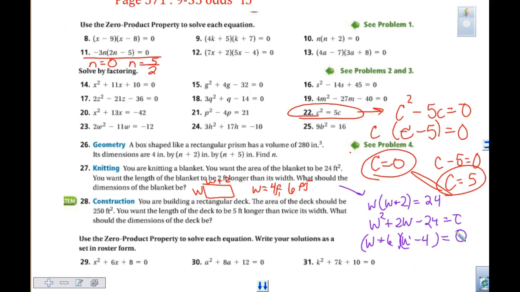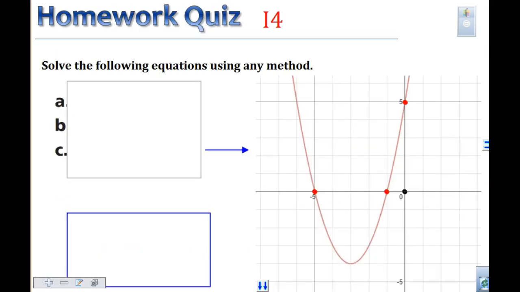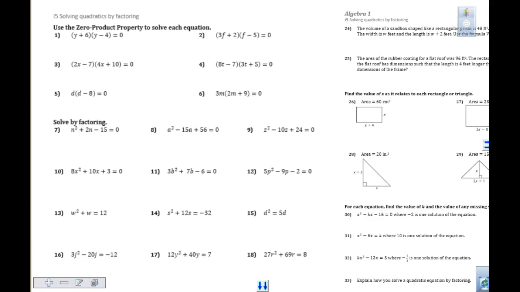When I set w plus 6 equal to 0, I get negative 6. I can't have my length being negative. So I have negative 6 and 4, and it can only be 4. So 4, and then I add 2 more on to get 6. Okay? So when you look at those, that second answer isn't possible, but some of them you definitely could do probably in your head. We're going to take a look at doing this quiz a little later, just a practice quiz so you can take a look at. We'll look at that in just a few minutes.